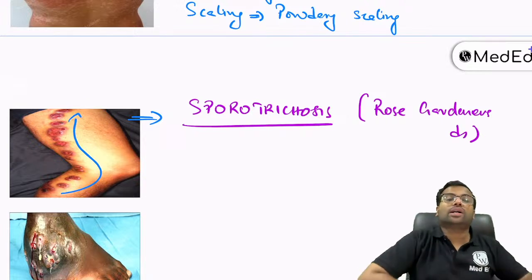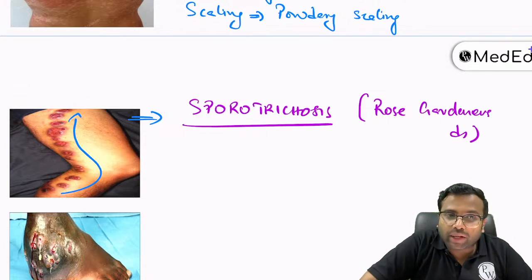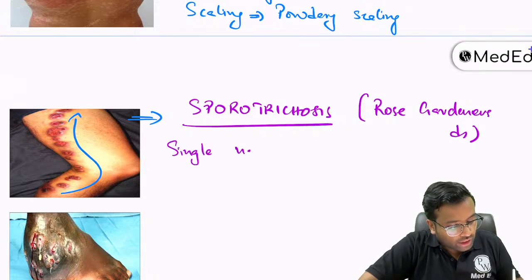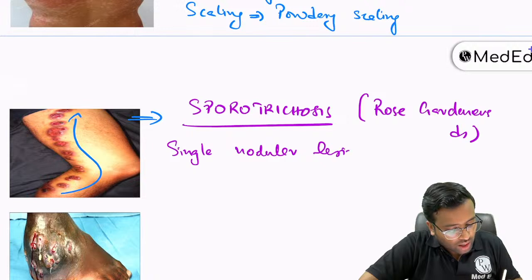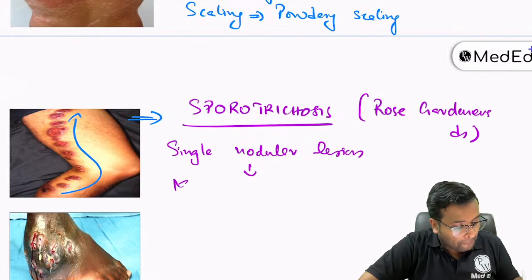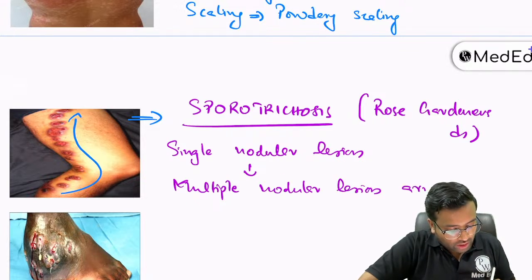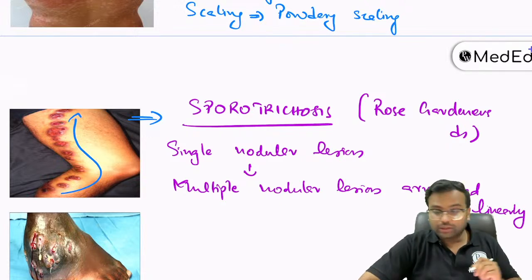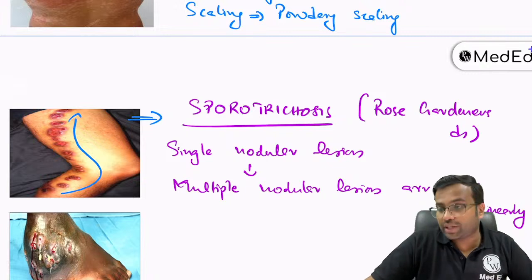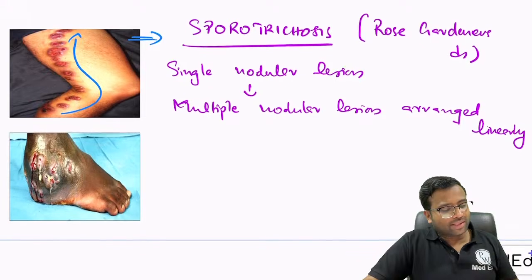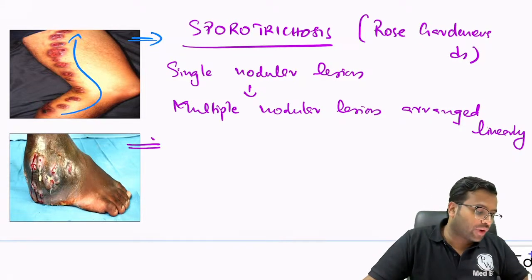This is also called the rose gardener's disease because the patient will come to you and initially say that there was a single nodular lesion, and this lesion has now become multiple nodular lesions, which are now arranged linearly. So that is going to be the typical presentation of this condition, which is called sporotrichosis. Clear? And now we will see one more case of a deep fungal infection.